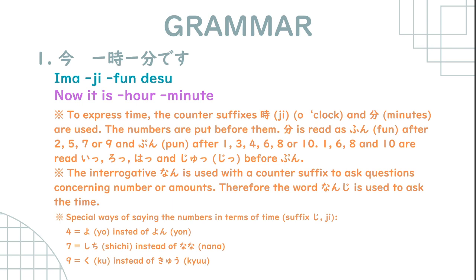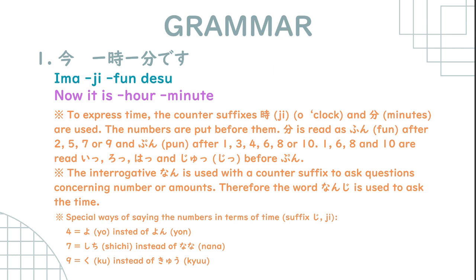To express time, we use these suffixes, and for example, we say the time is 1 o'clock. 1 o'clock becomes ichi ji, right? Ichi ji. So basically, you just say number plus ji, okay? Number plus ji. That is how you say the time, like o'clock, the hour part of the time, okay?